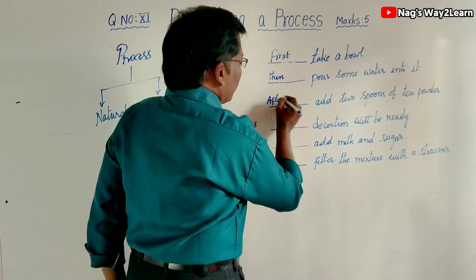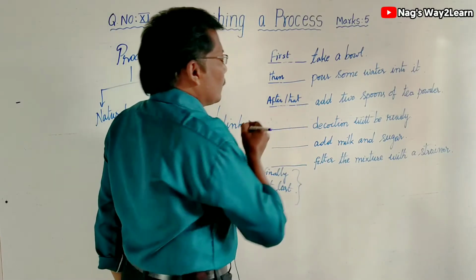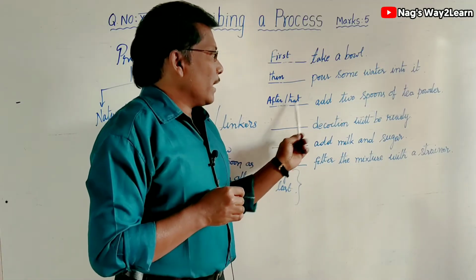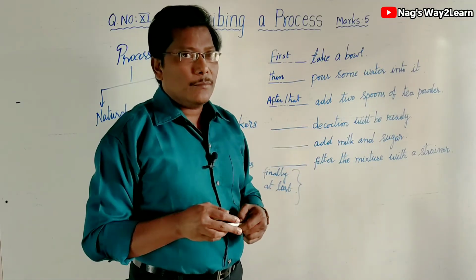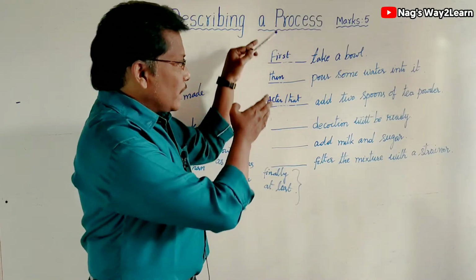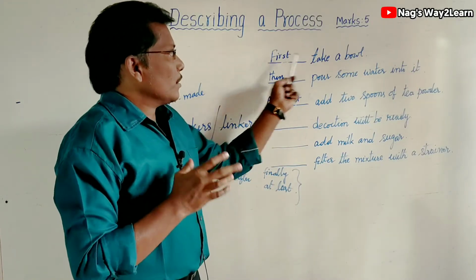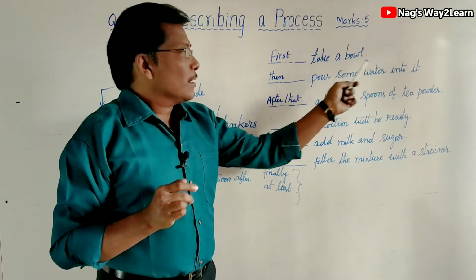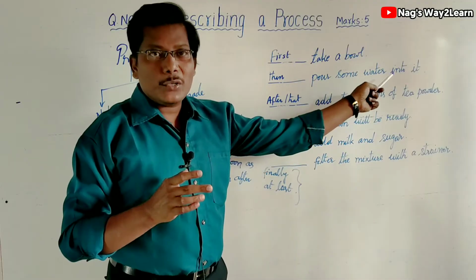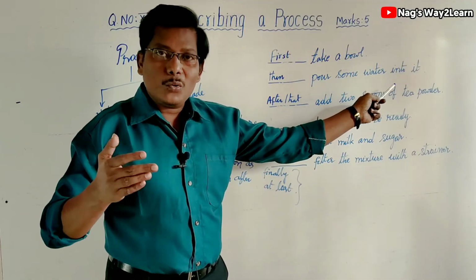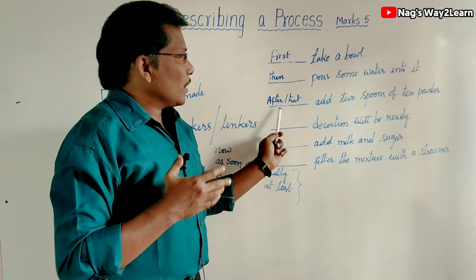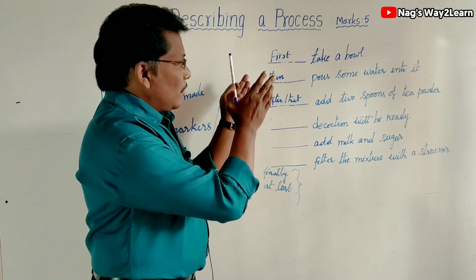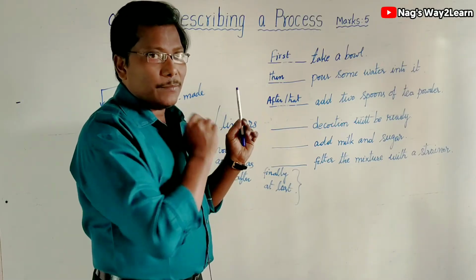Then pour some water into it and let it boil for some time. After that, add 2 spoons of tea powder. Okay, are you observing how the sentences are forming? So first take a bowl and put it on the burner in a low flame. Then pour some water into it and let it boil for 2 or 2.5 minutes. After that, add 2 spoons of tea powder. Okay, are you observing? The paragraph is forming slowly like this.